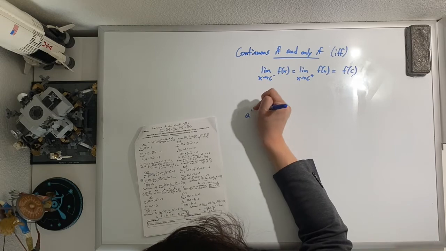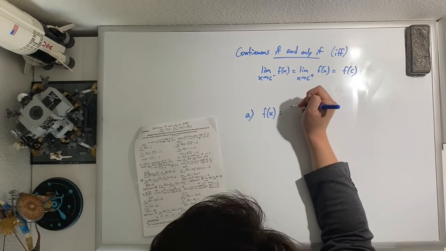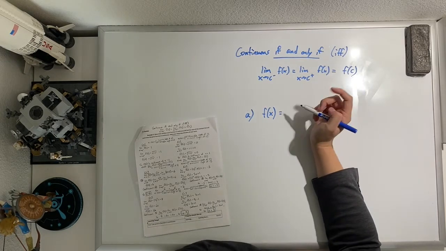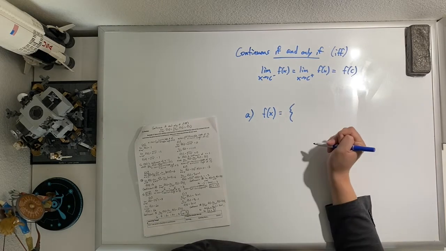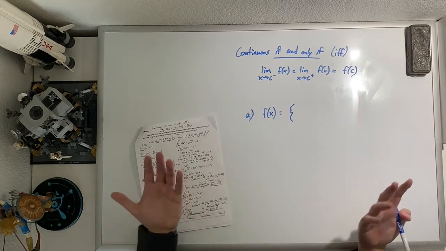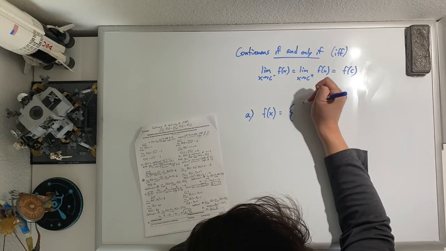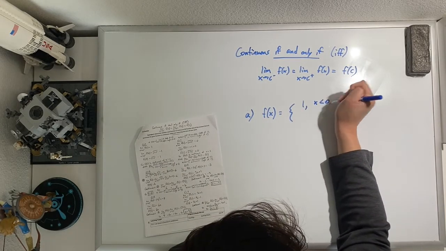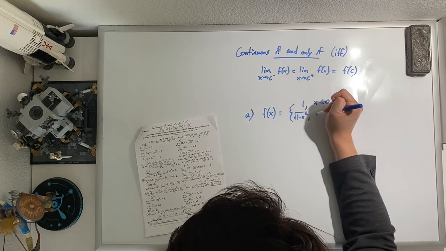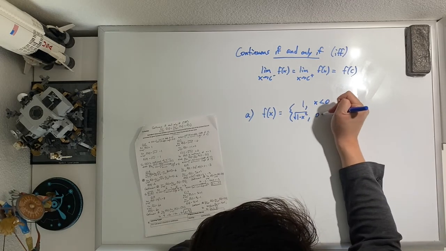So let's start with part A. f of x equals, and you'll notice all of these are piecewise functions. Usually we're dealing with piecewise functions with continuity, because where the pieces split, that's where we could end up with a discontinuity. So this function is 1 when x is less than 0, and the square root of 1 minus x squared when 0 is less than or equal to x.